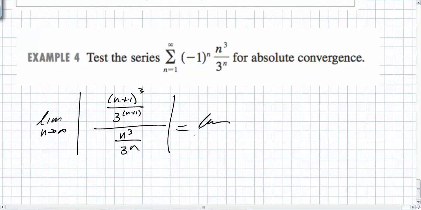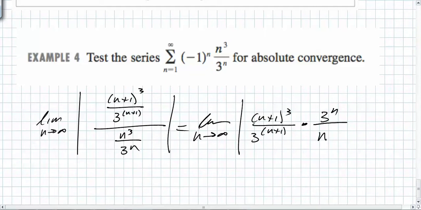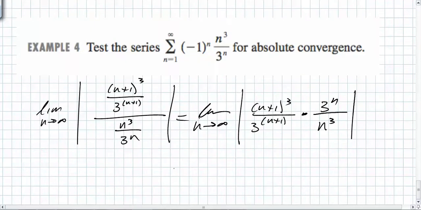What's that going to be? That's the limit as n goes to infinity of n plus 1 cubed over 3 to the n plus 1, times what? 3 to the n over n cubed. Are you with me so far?